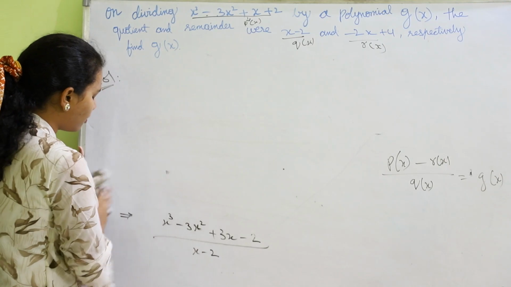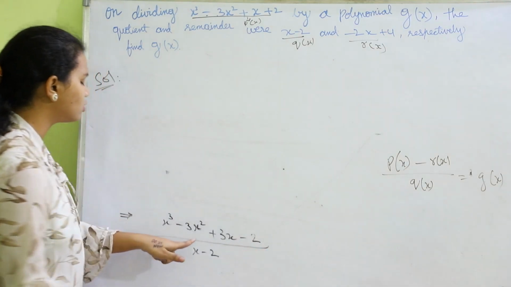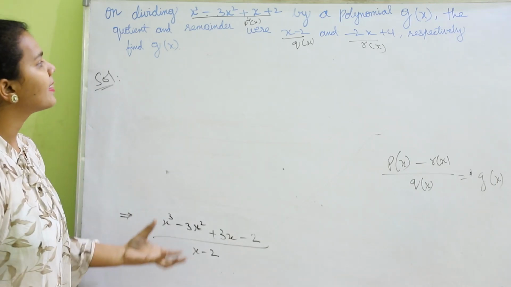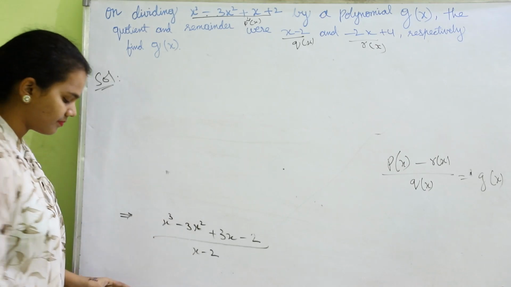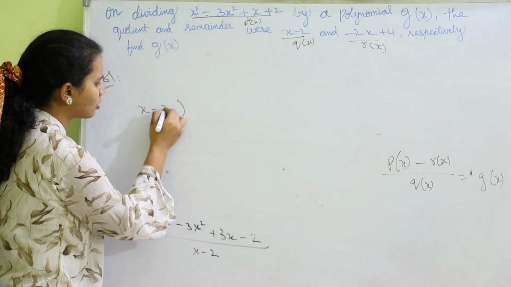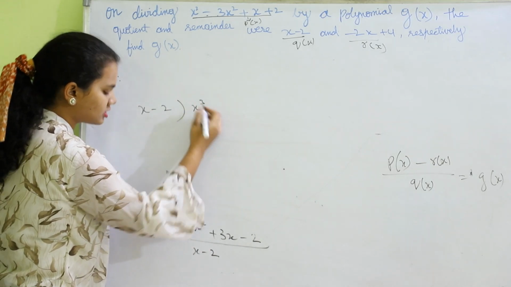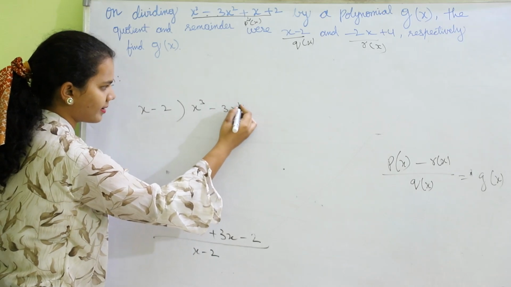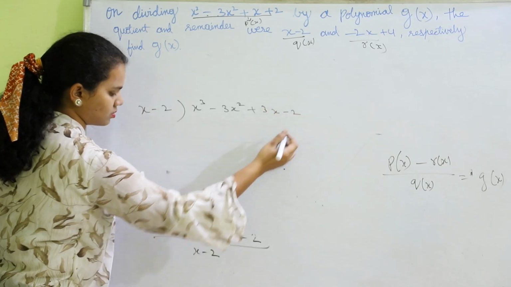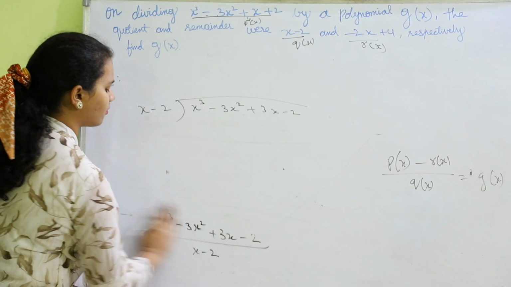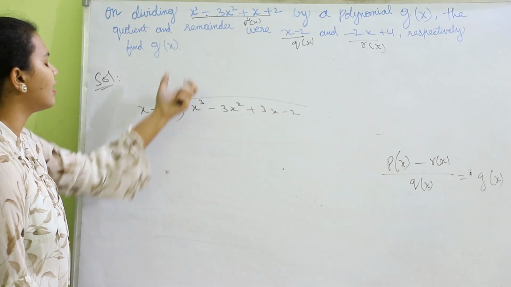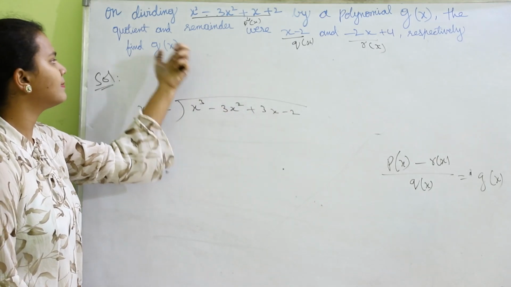If we make a division among these, we will be getting a quotient. This quotient is nothing but g of x. So x minus 2 and x cube minus 3x square plus 3x minus 2. Now we are done with this. Just divide it, and we will be getting a quotient, so the quotient will be g of x.